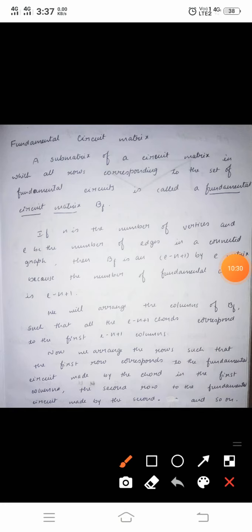Next, we arrange the rows such that the first row corresponds to the fundamental circuit made by the chord in the first column.